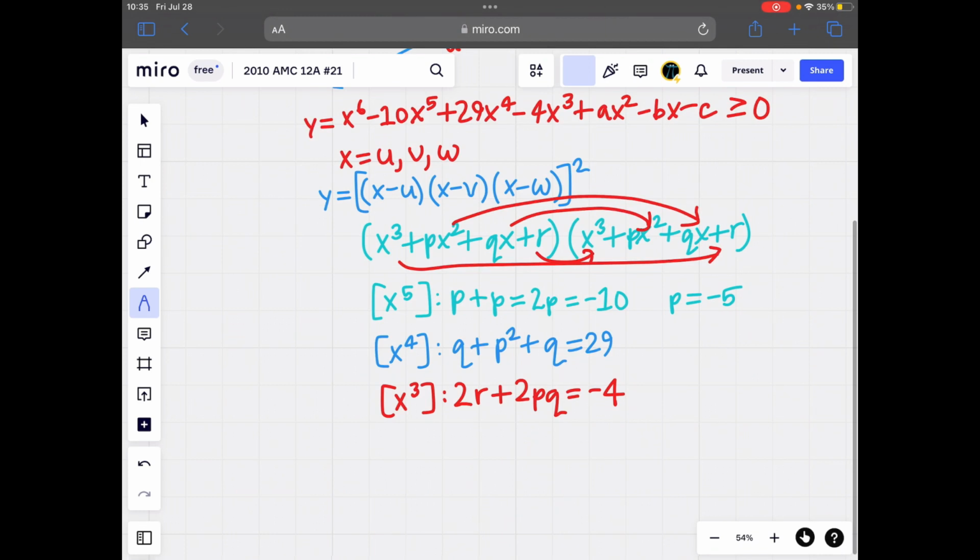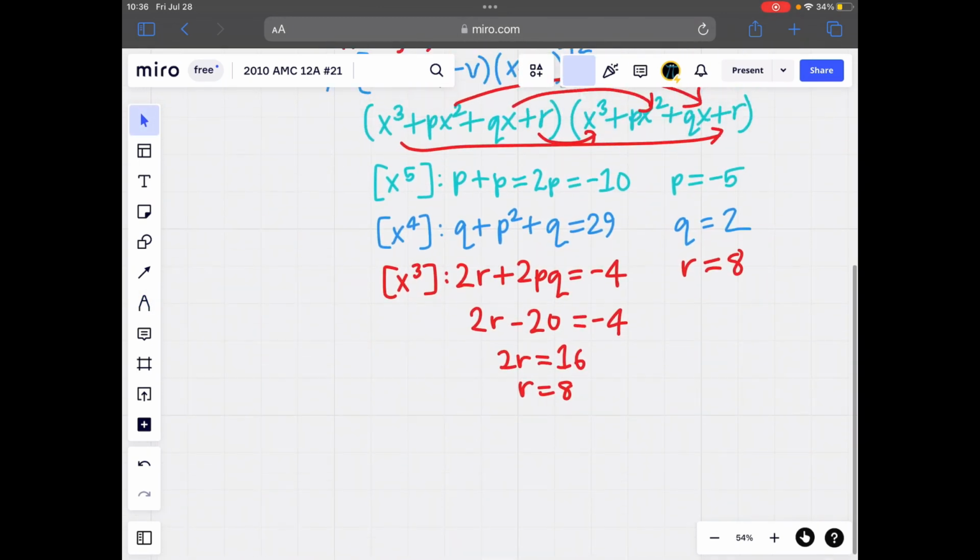Substituting that into here, we get that p squared plus 2q equals 29. So we have 25 plus 2q is 29, and therefore q is equal to 2. And now 2r plus 2pq is negative 4. So 2pq is just 2 times negative 5, which is negative 20. So we have 2r minus 20 equals negative 4, and so 2r equals 16, and r equals 8. So we have p, q, and r equals negative 5, 2, and 8.